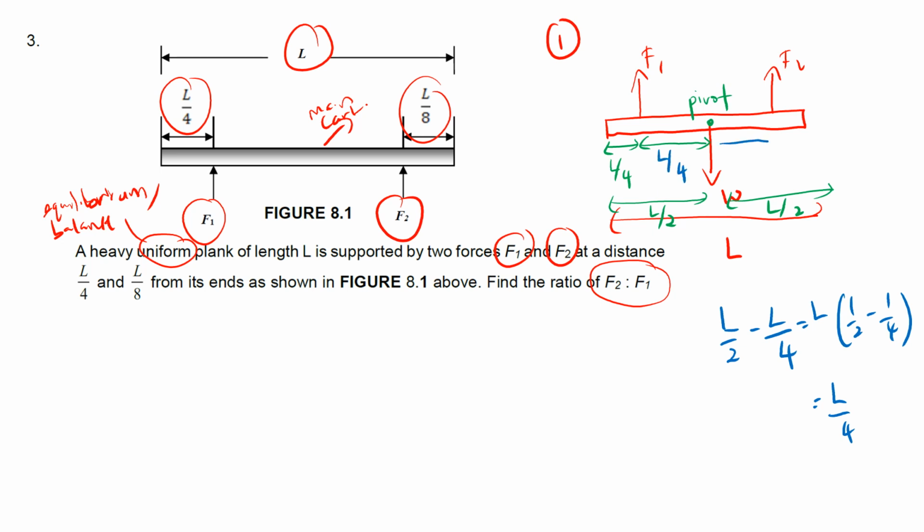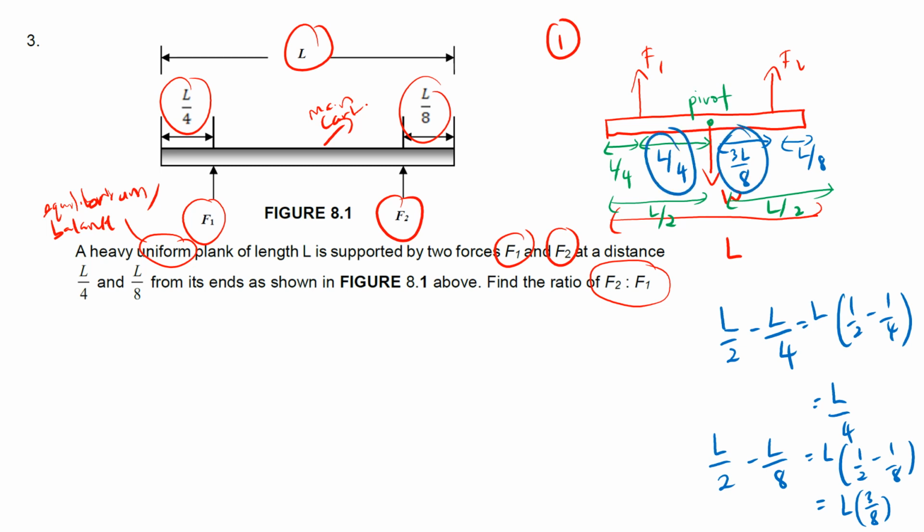Now we need to find this other distance. Here they give you L over 8, so it is L over 2 minus L over 8, because this is also half. We factorize L: 1 over 2 minus 1 over 8 gives 3 over 8. So this is 3L over 8. We already have the lengths that we will use.